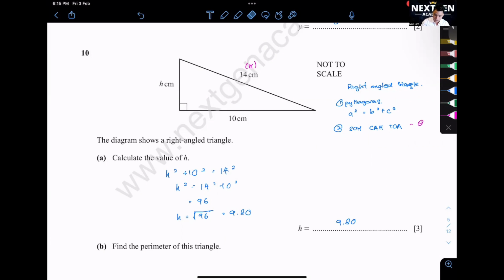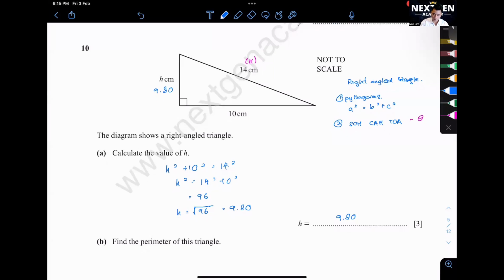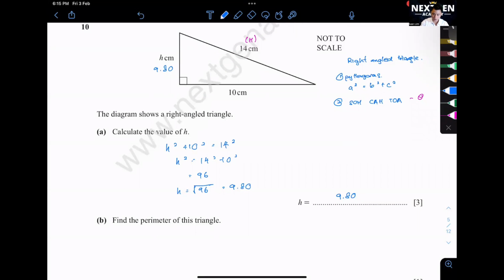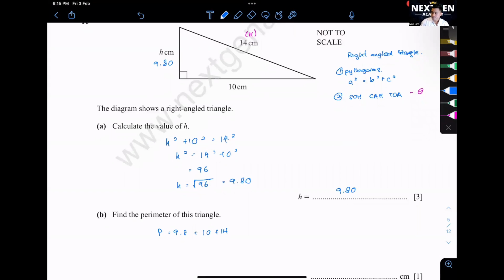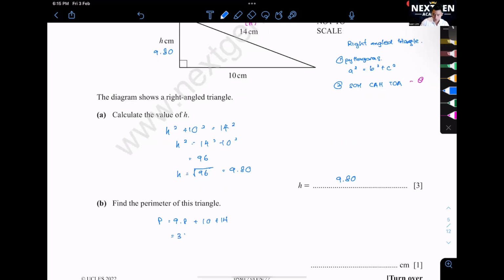Okay, so I know here is 9.80. Okay, question B. Find the perimeter of this triangle. So perimeter is just adding up all of here. Actually, very easy. Right? 9.8 plus 10 plus 14. Okay, so you get 33.8. 33.8 cm.